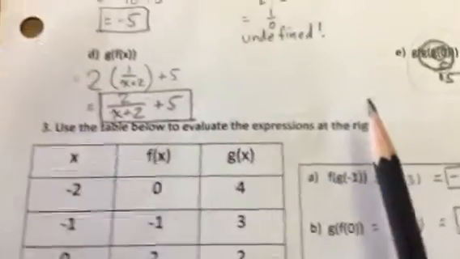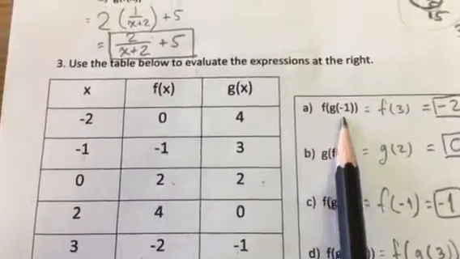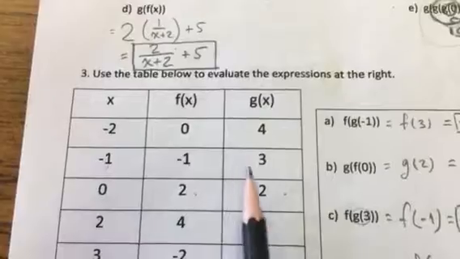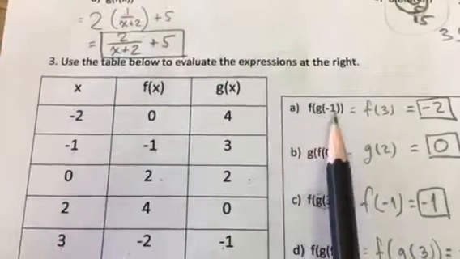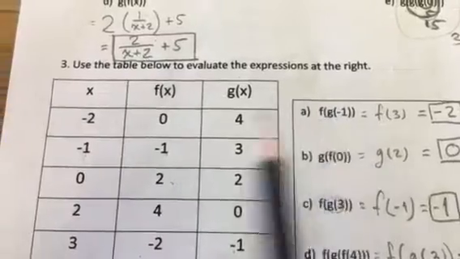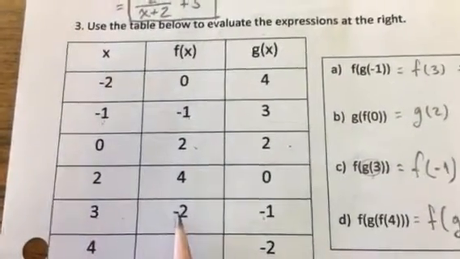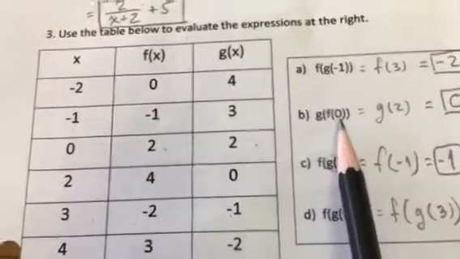Alrighty, next problem. All right, so here we're bouncing back and forth between these columns on the table. F of g of negative 1. G of negative 1, okay, our input is negative 1. G of that is positive 3. So that means f of 3. F of 3, come down here to 3 in the input column, gives you negative 2. This equals negative 2. G of f of 0.